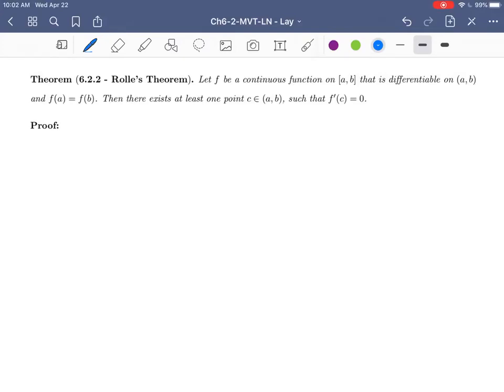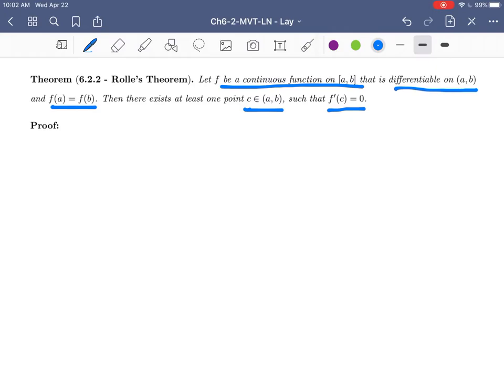In this video, we're going to take some time to prove Rolle's theorem. So what does Rolle's theorem say? It says if f is a continuous function on a closed interval from a to b that is differentiable on that open interval from a to b, and the function values at the two endpoints, a and b, are equal, then there has to be some point in the interior, in the open interval from a to b, that has the derivative equal to 0.